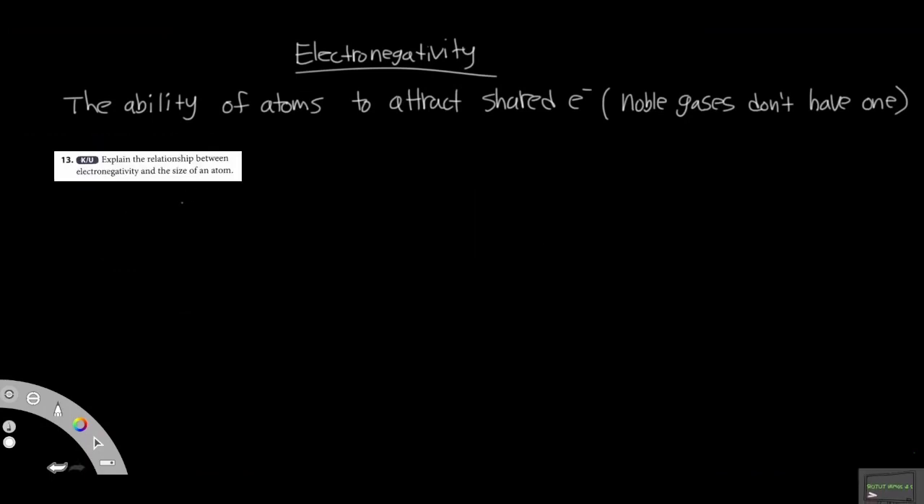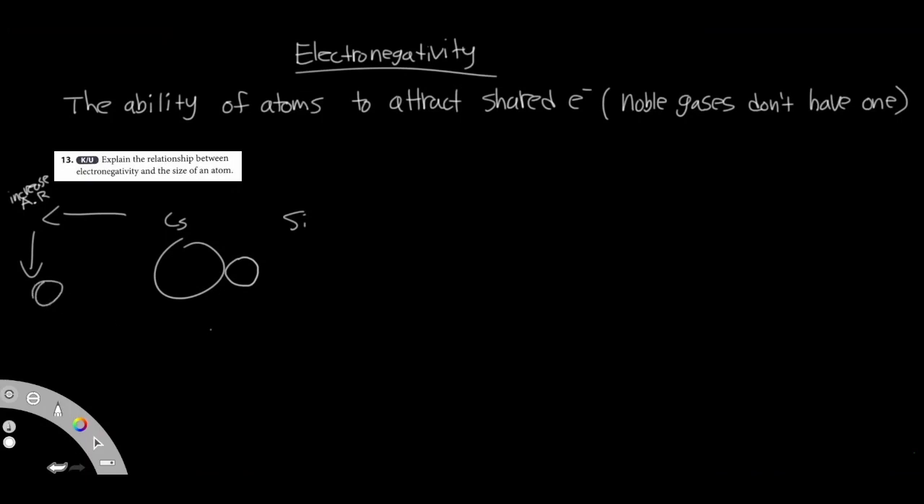Explain the relationship between electronegativity and the size of an atom. So let's have a look at, let's say, cesium here. And let's have a look at, let's say, silicon. Silicon is a lot smaller. Again, if you look on the periodic table, based on the trend, remember, atomic radii increase this way. So cesium is obviously down here. Silicon, closer up there, so it's going to be smaller.